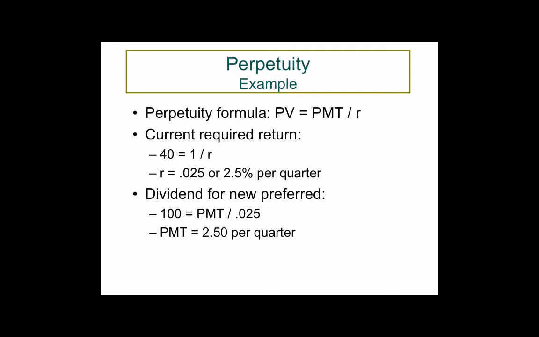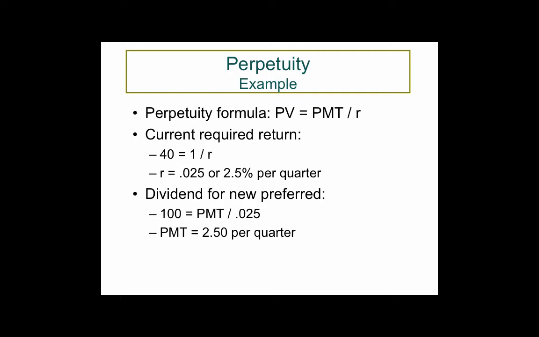And in this case, remember these are dashes here on this slide. They're not necessarily negative signs. So if 40 equals 1 over R, then R would equal 0.025, or 2.5% per quarter. So you can use this equation to solve for R, or you can also figure it out for the payment. If you had $100 present value and 2.5% rate, then you could figure out that you're paying $2.50 per quarter as a dividend.